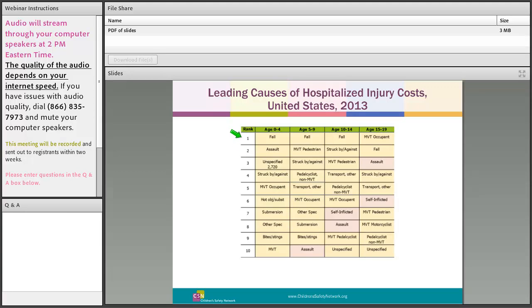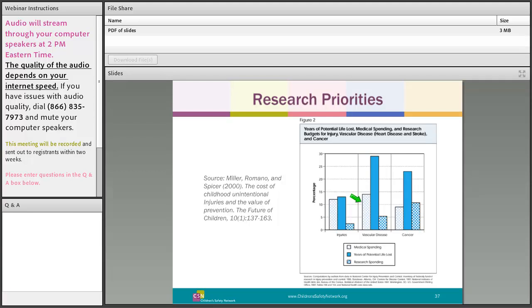The leading cause of hospitalized injury costs are falls for 0 to 14-year-olds and motor vehicle traffic occupant injuries for our teenagers. You'll see that as costs go, the intentional injuries, self-inflicted and assault injuries, become much more important in these older age groups, in particular among our teenagers. So if you put together a table like this, you might be able to think about whether you want to address your leading causes of injury costs.